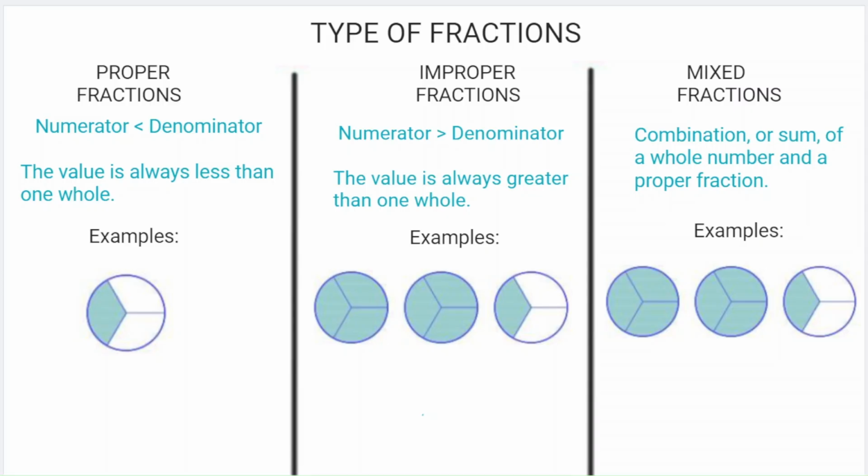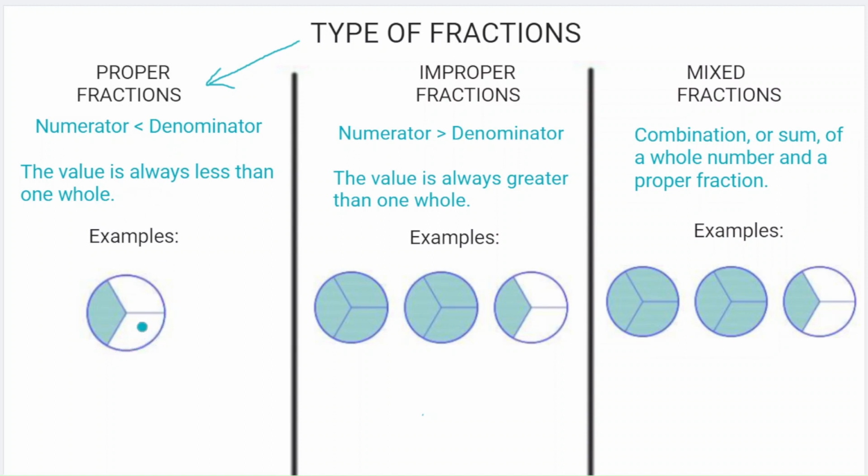Hello everyone. Let's understand what are the different types of fractions. Now fractions are of three types. The first one is the proper fraction. Proper fraction means where the numerator is smaller than denominator and the value of fraction is always less than one whole. So look at this example.